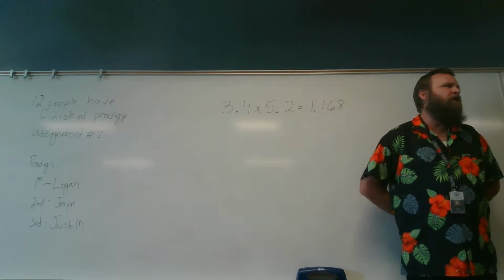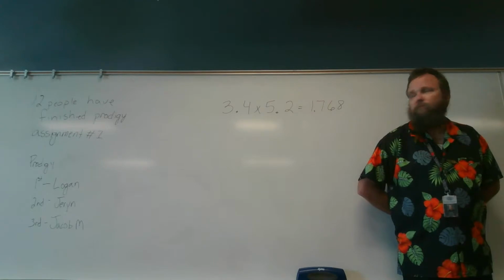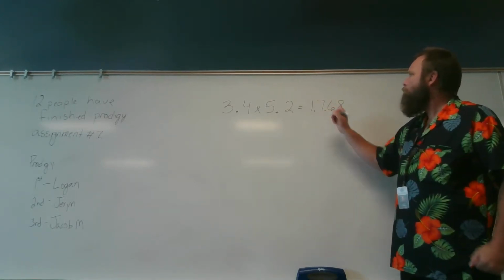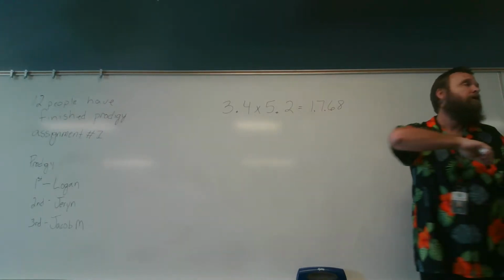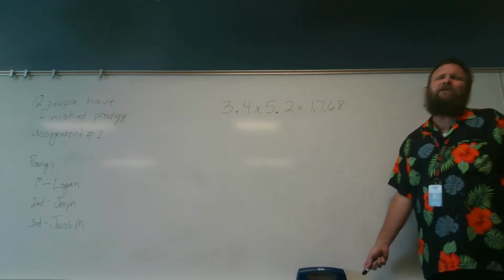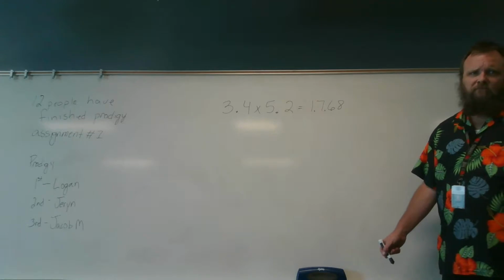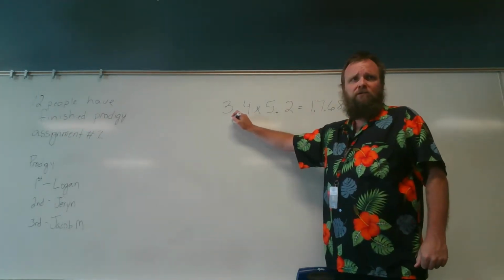Daniel, where do you think the decimal point should go? Behind the 7. Why, Daniel? Because 3 times 5 is 15. And where did you get 3 and 5? So you just took the whole numbers?